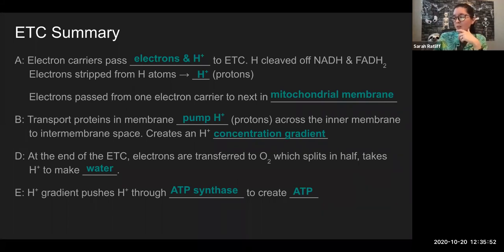So, great job. You guys are paying attention. Love that. Indirectly, yes, it is creating that ATP.